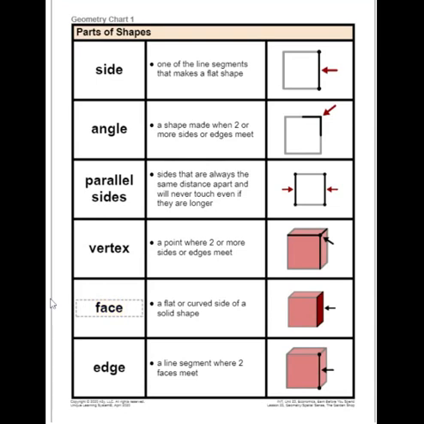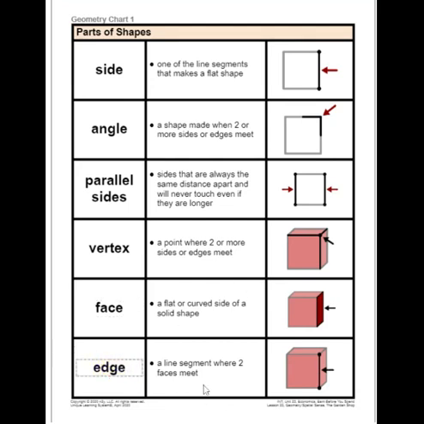Face. Face, a flat or curved side of a solid shape. So right here is my cube, and the arrow is showing you here is one of the faces of the cube. And the face on a cube makes a square shape. All of the faces on a cube are a square shape, but they could be different shapes on different 3D shapes.